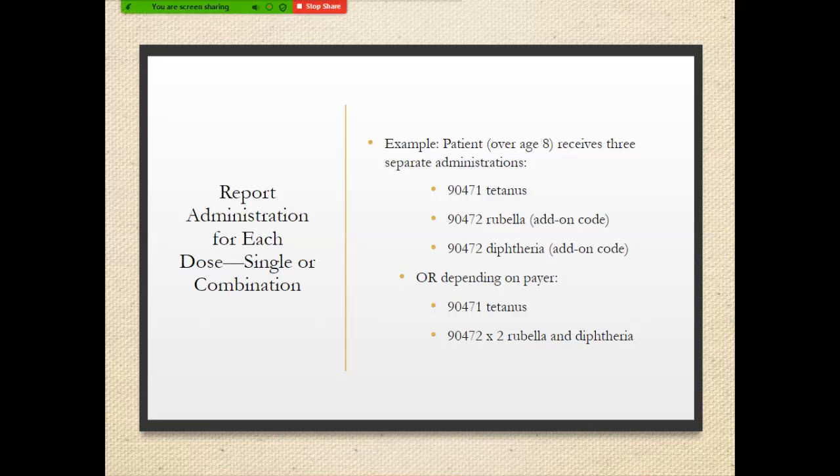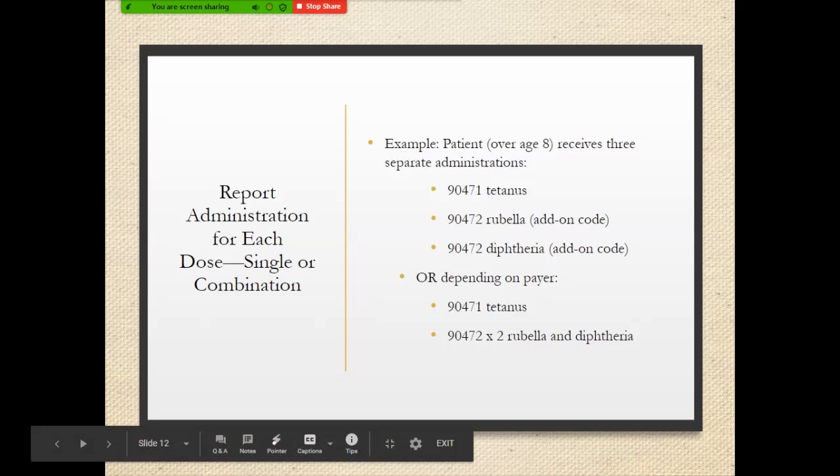So remember, you had the tetanus, that's 1, so 90471, that's your tetanus. Then you had a rubella, that's 90472, and you had a diphtheria, another 90472. So you would do 90472 times 2. Rubella and diphtheria are your 2. I hope that you understand that. If not, let me know and we'll go back over that again.